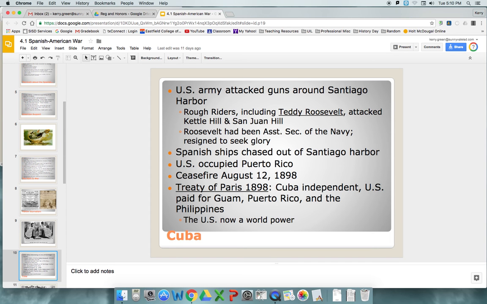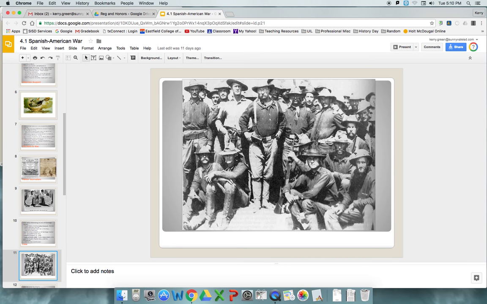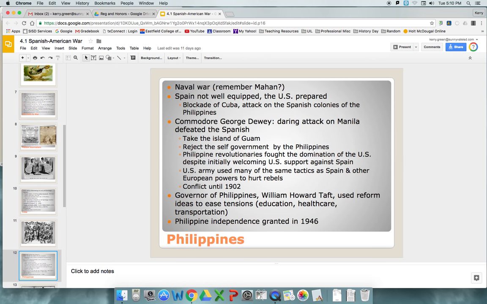So you're going to see that the U.S. now becomes a world power because of this, because of the Treaty of Paris, because of the Spanish-American War. And that's kind of one of your big concepts that you need to take with you, that this is how it affects international relations. This is Teddy Roosevelt with his Rough Riders. So let's move to the Philippines and the Pacific conflict.